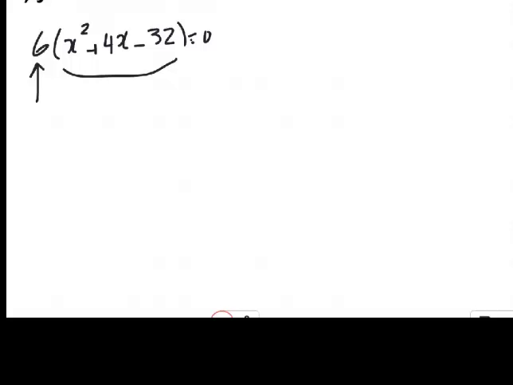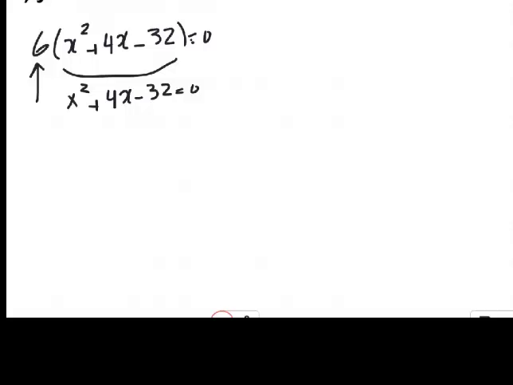The next one, to find the zeros of y equals 6x squared plus 24x minus 192. Again, I make this equal to 0. To factor this one, I'm going to factor 6 out. So I'm going to get 6 times (x squared plus 4x minus 32) is equal to 0. The product of 6 and this bracket is 0. 6 cannot be 0, so this means that x squared plus 4x minus 32 has to be 0.